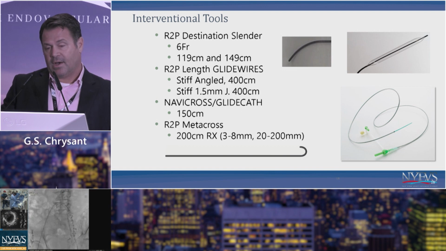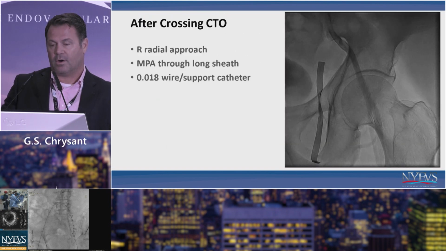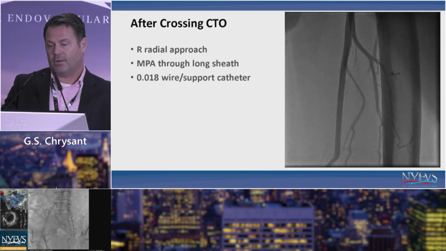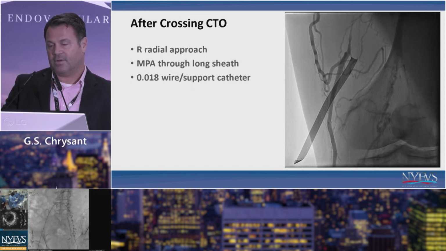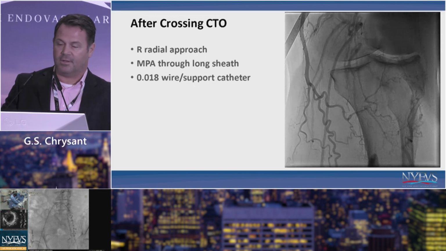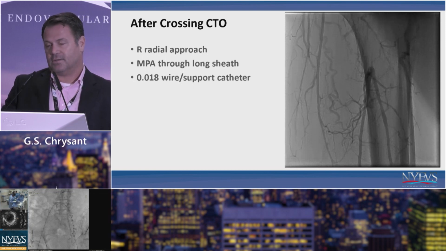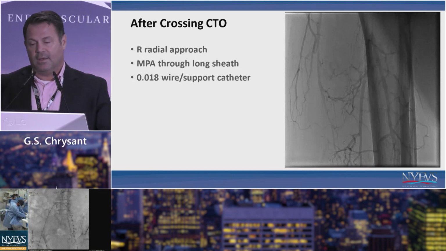So when you start to think about crossing these things radial, again, very important to have a full complement of equipment that can actually get from the radial to where you need to work. So I crossed from a right radial approach, and you see this profunda, the SFA is occluded, there's reconstitution, then it's gone again, and then it reconstitutes again at the peroneal and posterior tibial.